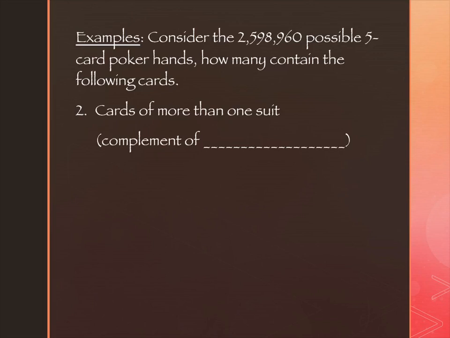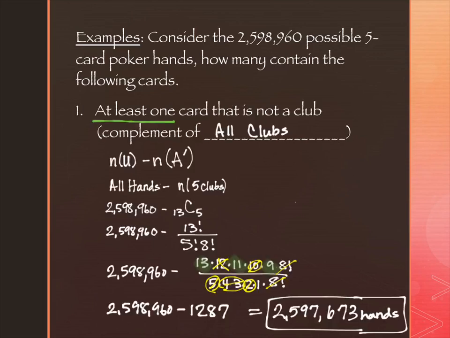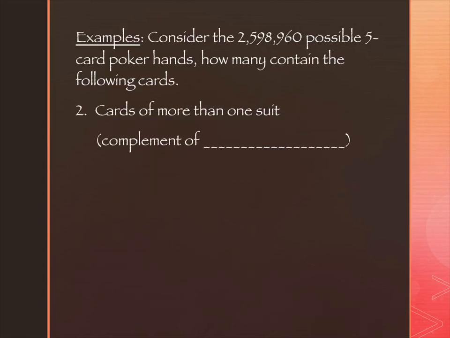This one says we're trying to find the number of ways that we get cards of more than one suit. Last time I said the phrase at least one, and now this one says more than one. They're the same thing, right? They're telling us we're going to use the complements principle. So what is the complement of having more than one suit? What's the opposite of that? Complement means opposite. Only one suit.